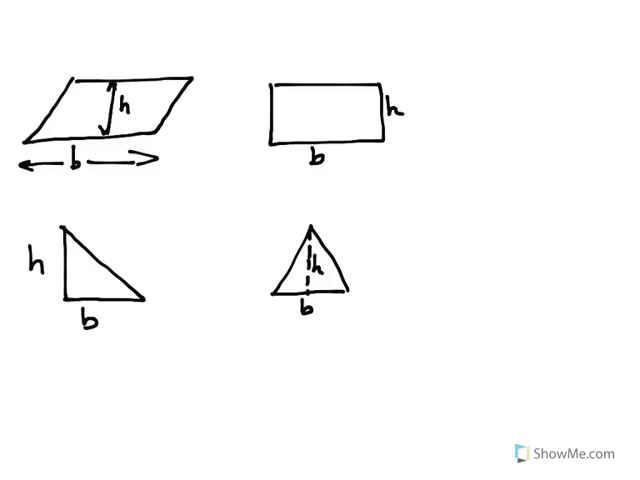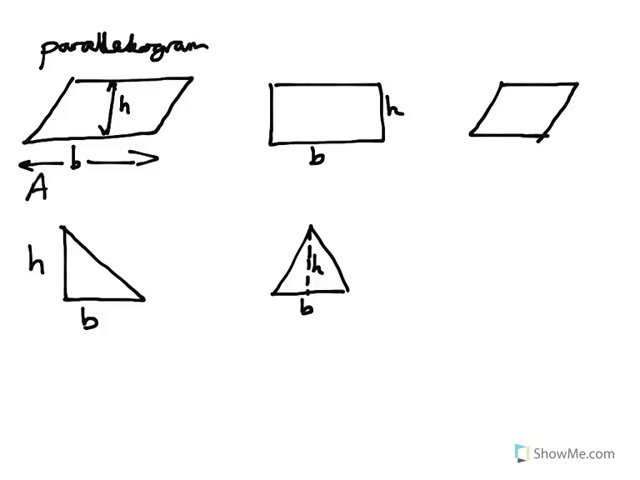Okay, some basic shapes here. What have we got? Well, we've got a parallelogram here, we've got a rectangle, and here we've got a rhombus. Parallelogram means that these two lines are parallel. How do we work out the area of a parallelogram?